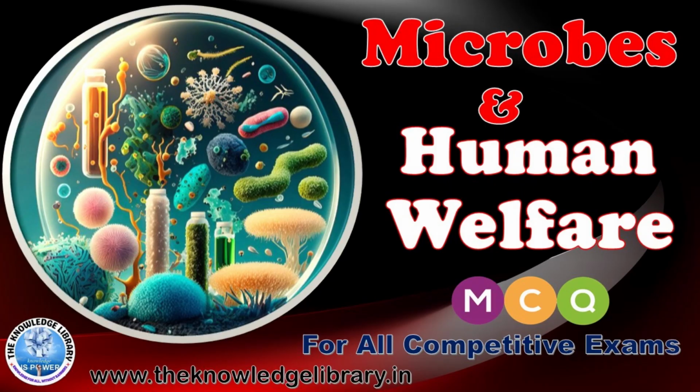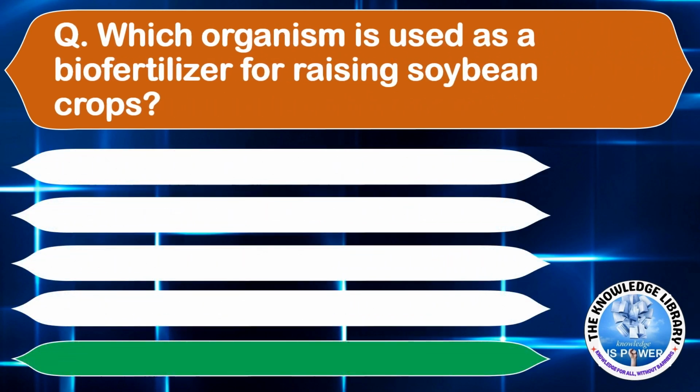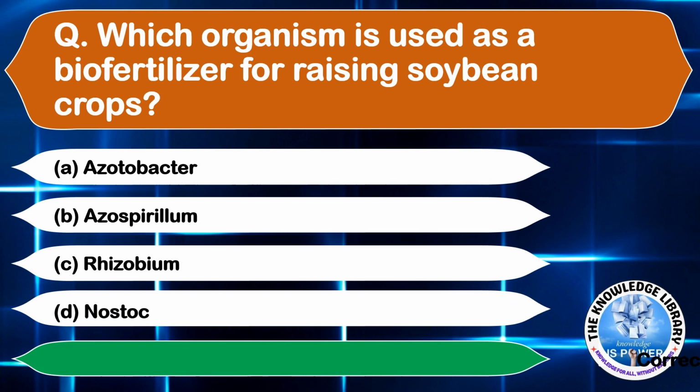Today we are going to discuss some MCQs on the topic Microbes in Human Welfare. So let us begin. Our first question is, which organism is used as a biofertilizer for raising soybean crops? Option A, Azotobacter. Option B, Azospirillum. Option C, Rhizobium. And option D, Nostoc. The correct answer is option C, Rhizobium. Moving on to the next question.